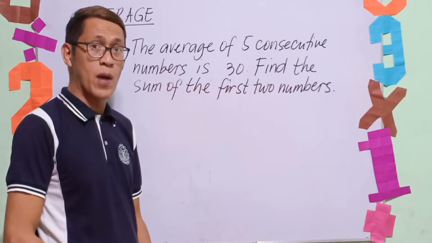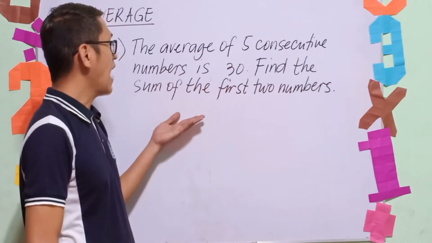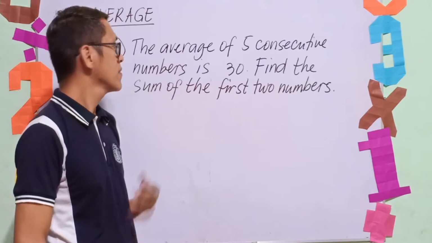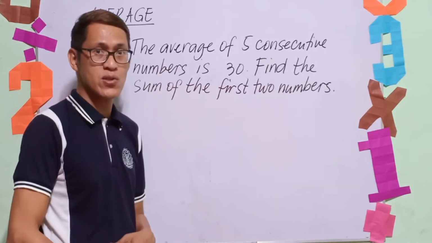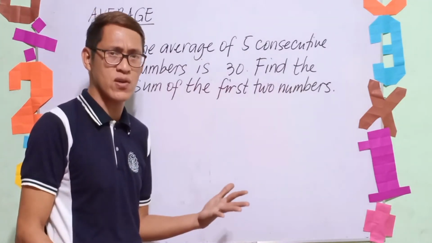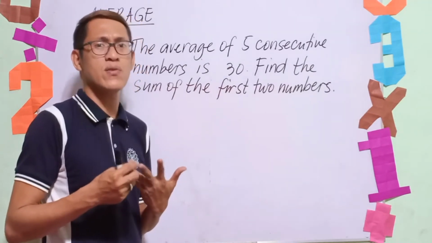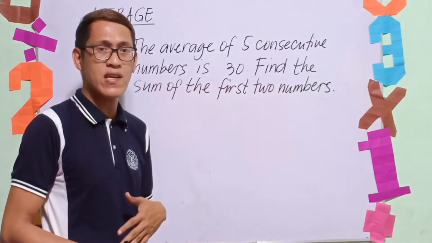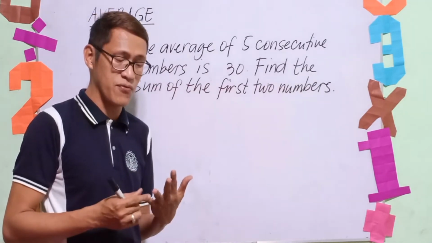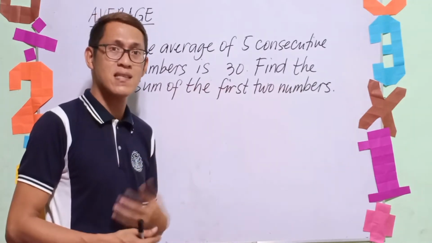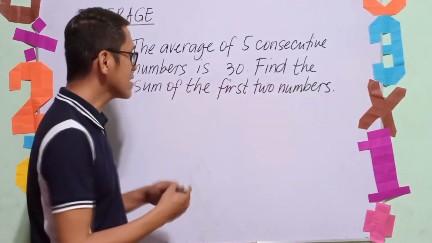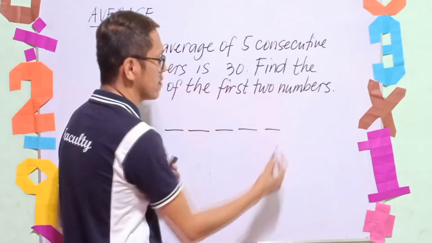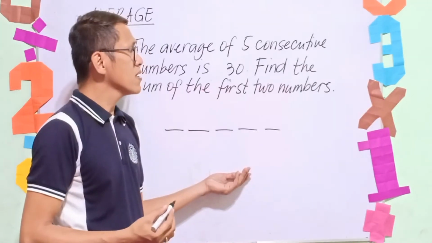Now let's solve problem number 2. The average of 5 consecutive numbers is 30. Find the sum of the first 2 numbers. When you say consecutive, if you start with 1, you have 1, 2, 3, 4, 5. That's 5 consecutive numbers. Or if you have even numbers starting with 2, you have 2, 4, 6, 8, 10. That's consecutive numbers. So let's list down. Let me write 5 blanks for these 5 numbers.